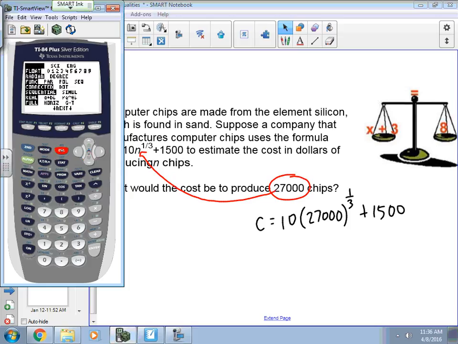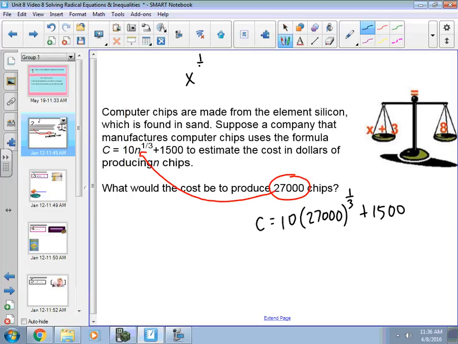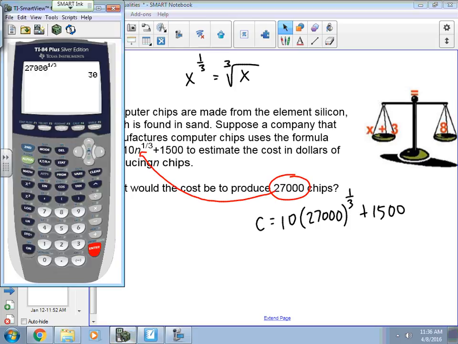We looked at this earlier in the unit. So you could just type it in as 27,000 and then hit your power button 1/3, and you can get it that way. Or we also know that if you have something to the 1/3 power, that's the same as doing a radical 3 or cubed root. So if you did cubed root of 27,000, you get the exact same answer of 30.